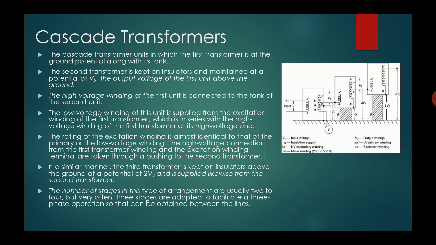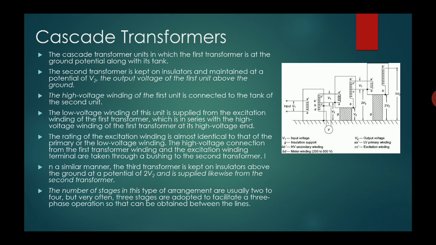The number of stages in this type of arrangement is usually 2 or 4, but very often 3 stages are adopted to facilitate a 3-phase operation so that it can be obtained between the lines. So what we have seen is that one transformer gets connected to the other, and the third transformer is connected to the second transformer, and so on.